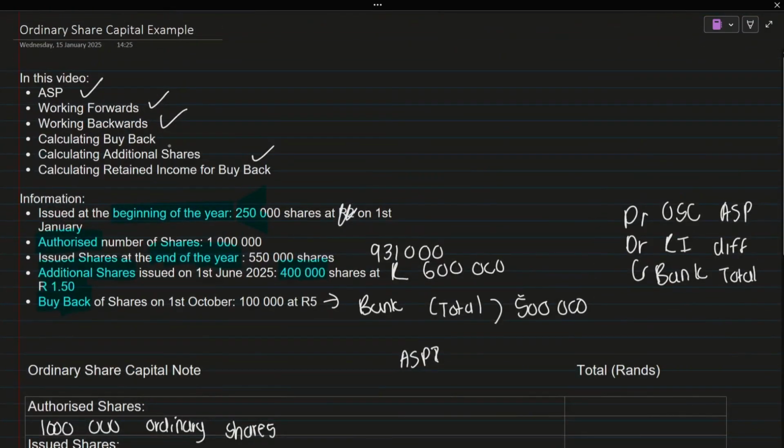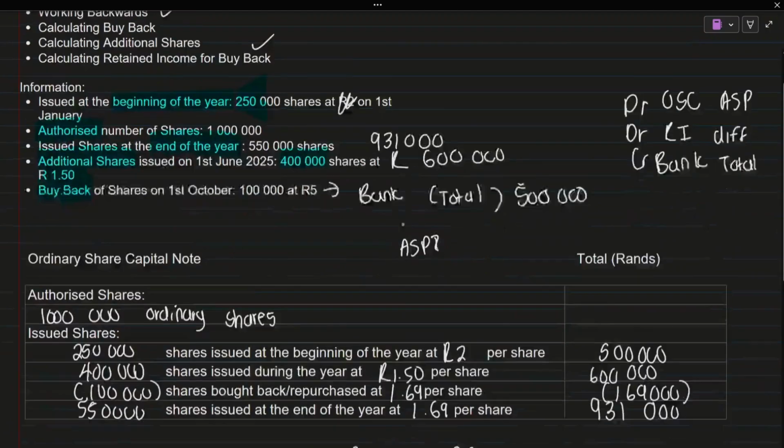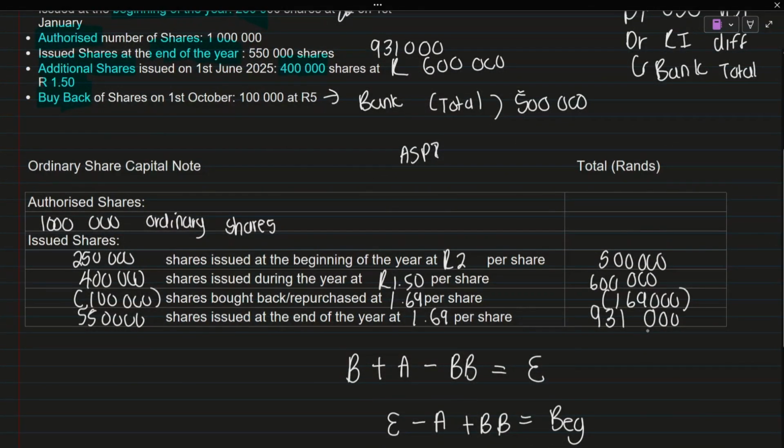Okay, so we have now just worked backwards. Let's look at calculating the buyback. So what could happen is they give you everything. So let's use the same format. They give you everything.